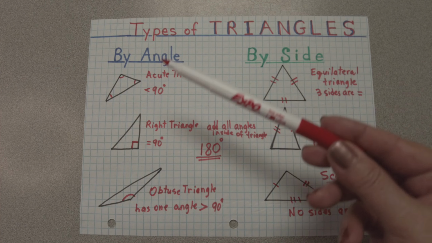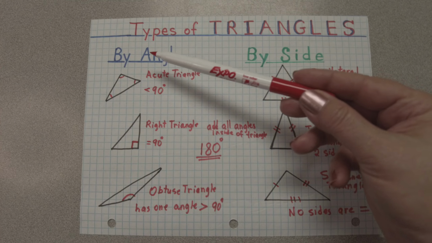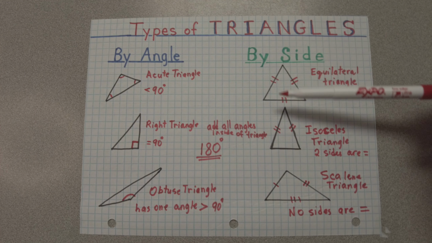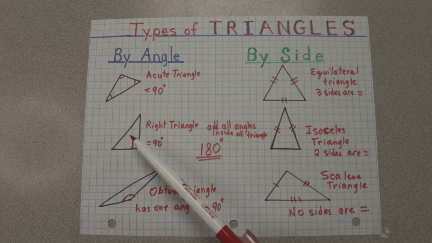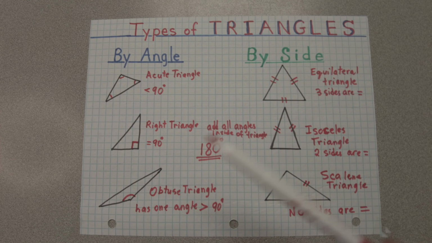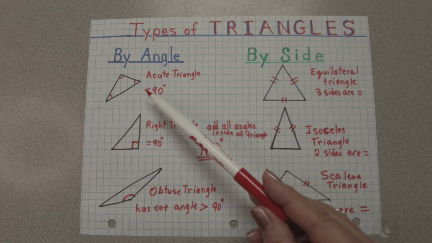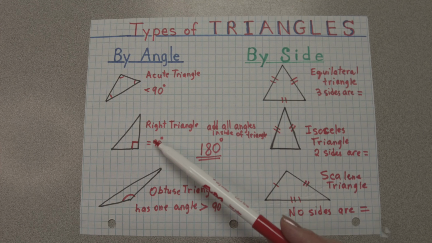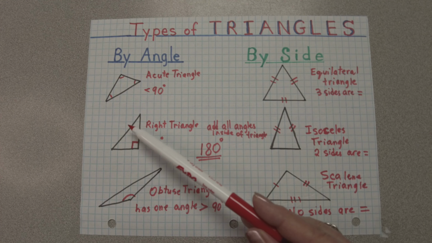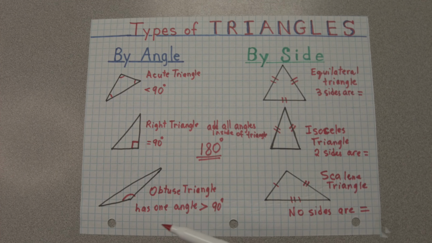So far, we learned about types of triangles. We call them by angles, and we call them by sides. By angles, there is acute triangle, right triangle, and obtuse triangle. You already know the inside angles of an acute triangle are all less than 90 degrees. A right triangle has exactly a 90 degree angle, that's why we call it right triangle. And an obtuse triangle has one angle bigger than 90 degrees.